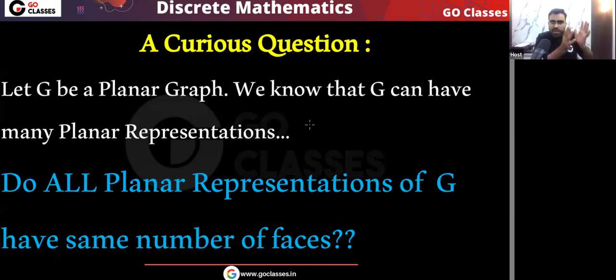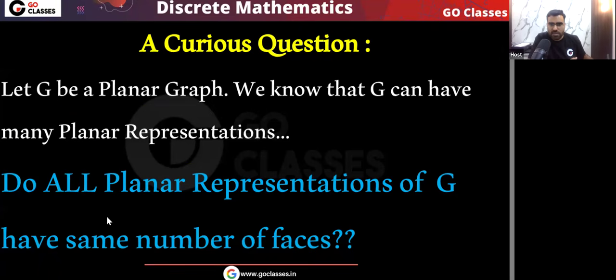I told you, if a graph is given to you and they ask you how many faces are there in this graph, then what you do, you create any planar representation and you can count the number of faces. So you tell me, does the number of faces depend on a particular planar representation, or will it be the same for all the planar representations of a graph? This is a curious question. I hope you are thinking that G is a planar graph, then G can have many planar representations. Will all the planar representations have the same number of faces?